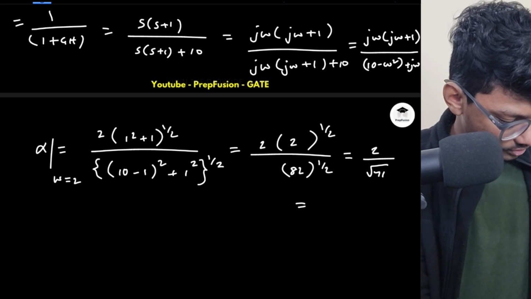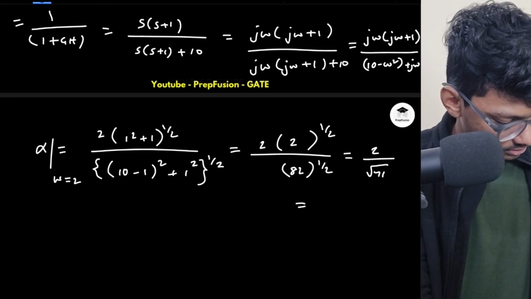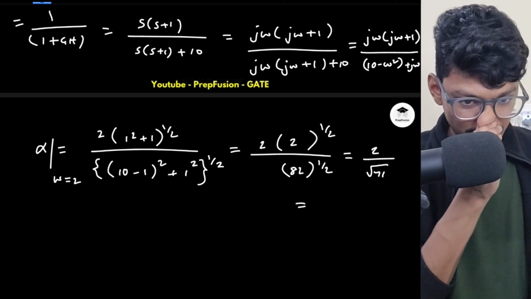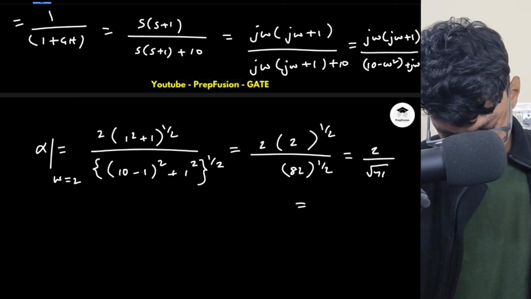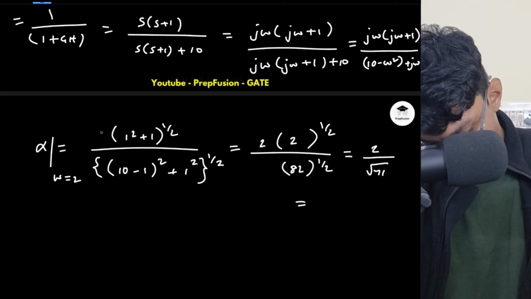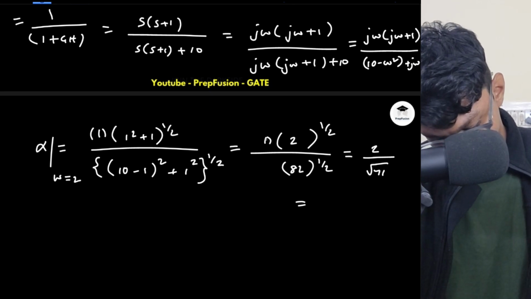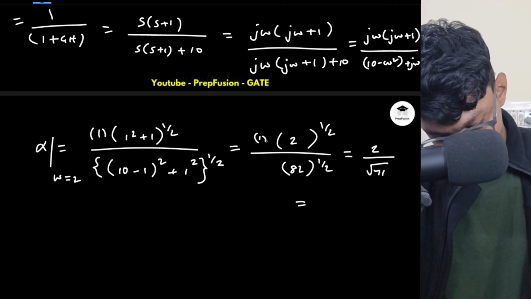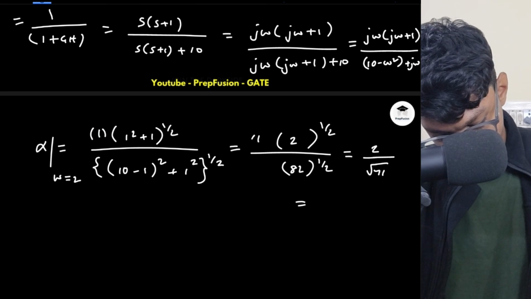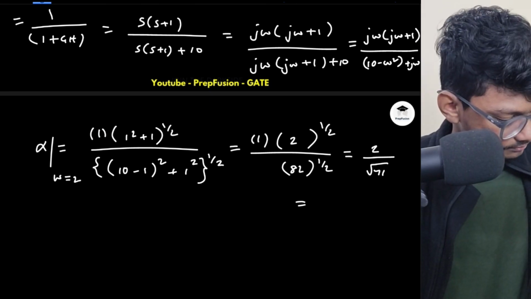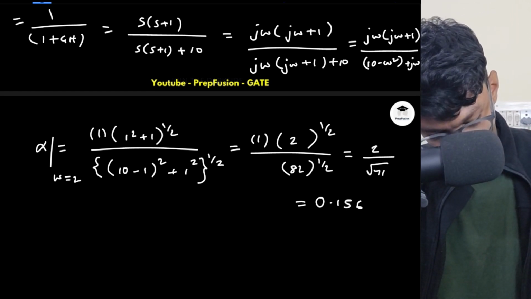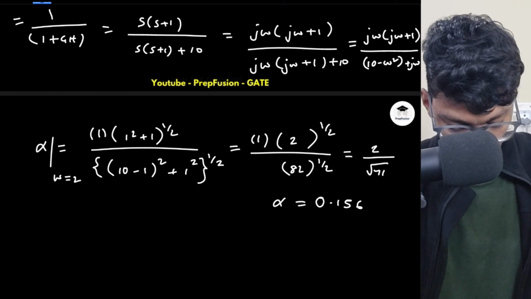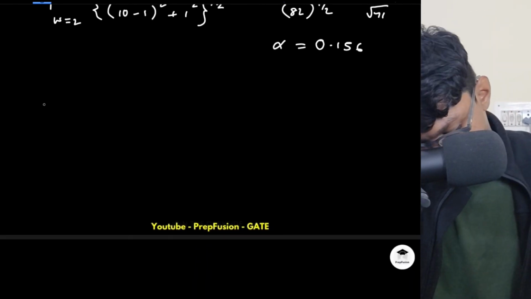What will this come out to be? 41 under root into 2. It comes out to be 0.6 something. Okay. Sorry, this also will be 1, right? Sorry. This also will be 1. So it comes out to be 0.156. This will be your alpha. Okay. What about your beta?